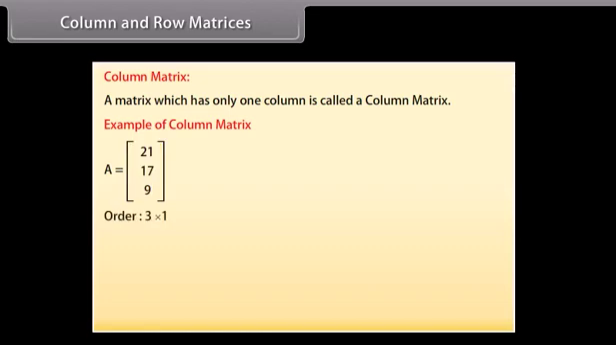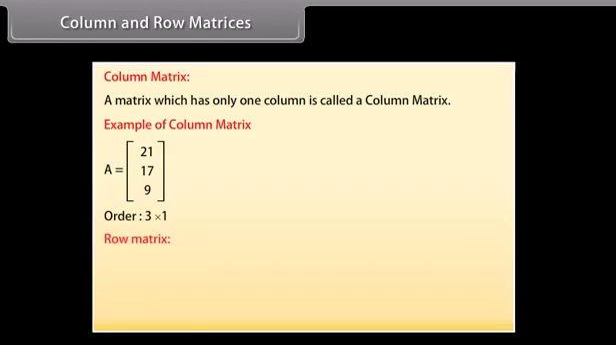Column and row matrices. Column matrix. A matrix which has only one column is called a column matrix. Example of column matrix. A is equal to, column-wise, 21, 17, 9. This matrix has 3 rows but only one column, so it is a column matrix. Its order is 3 by 1.